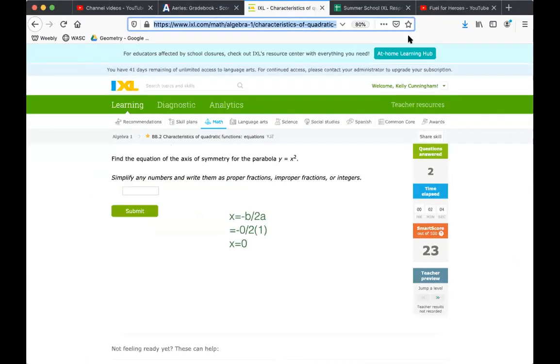Okay, find the equation of the axis of symmetry. Ooh, this is our parent function because this is as basic as it can get. So this again would be x equals negative b over 2a, and b is 0. So this can be x equals 0. Anytime the b value is 0, your line of symmetry is at x equals 0.